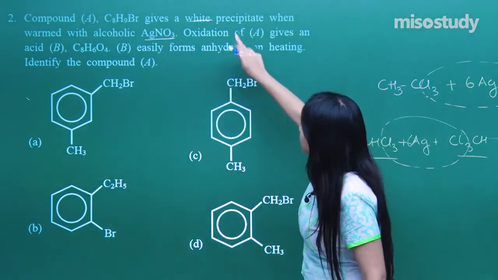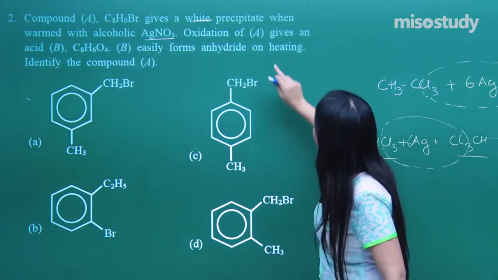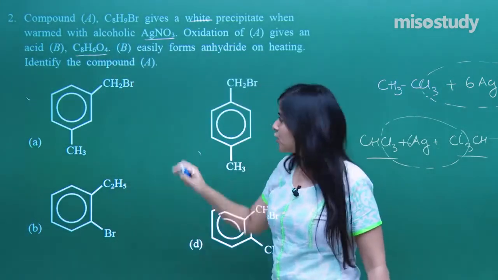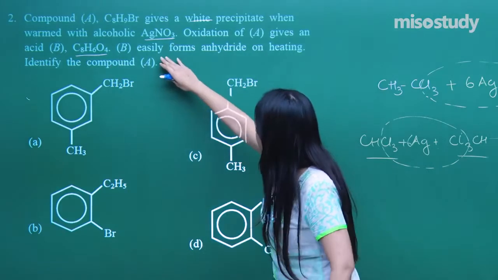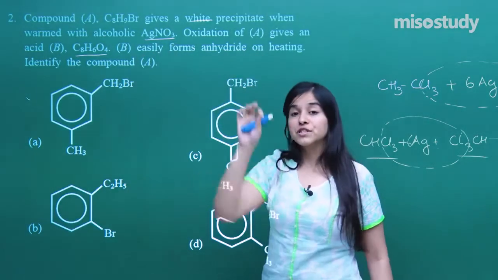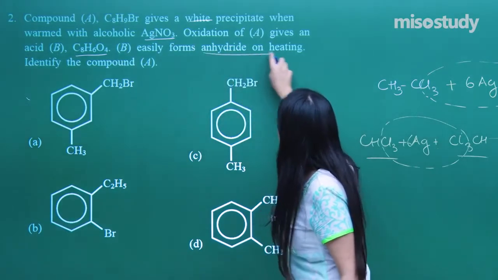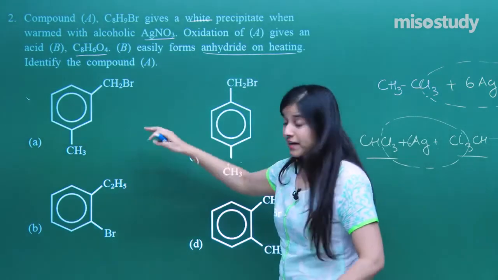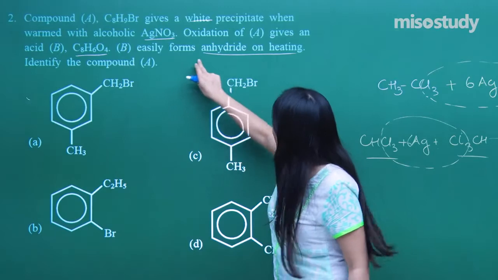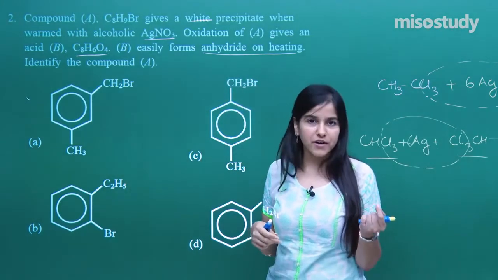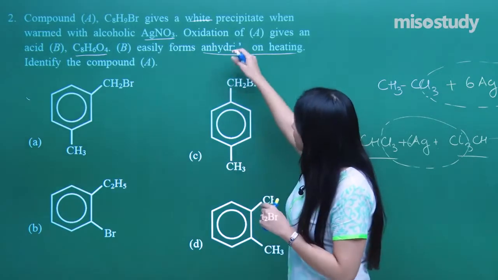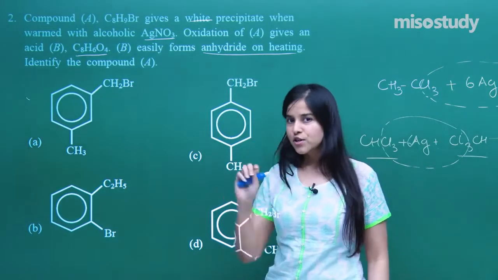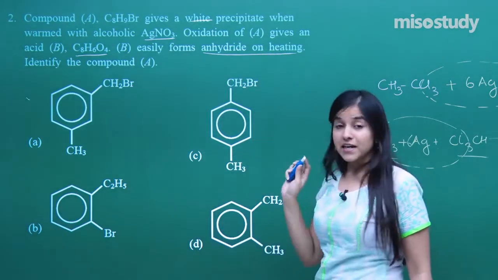Oxidation of A, that is the compound I need to choose, gives an acid. What is the acid over here? Such kind of an acid. So we are not given the structure of the acid yet. Then that particular acid easily forms an anhydride on heating. So which kind of an acid do you know which is aromatic also, and on heating it gives an anhydride? What kind of acids give anhydride? Carboxylic acids. And we need to have what? We need to have 2 carboxylic groups in order to form an anhydride. So that is for sure. So what would be the answer over here?